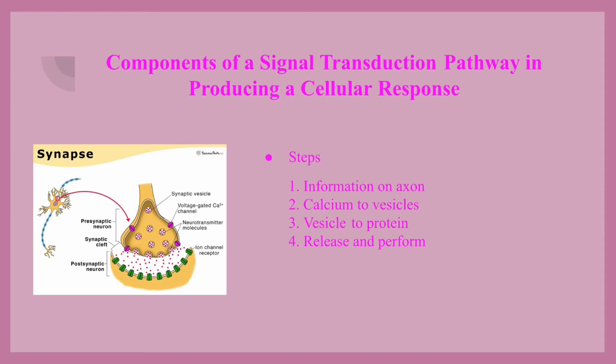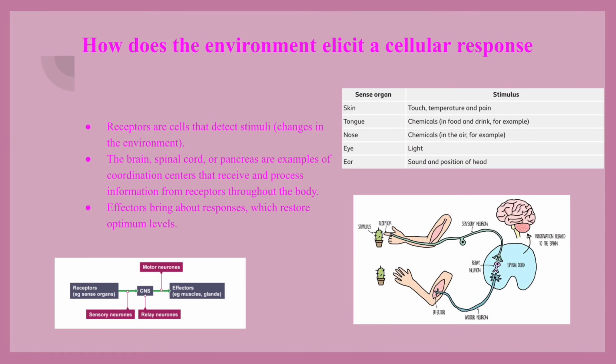Next slide, please. How does the environment elicit a cellular response? So first I'm going to go over the components involved in the process leading to a response. Receptors are cell groupings that detect environmental changes and respond with electrical impulses. The central nervous system receives information from receptors via neurons.